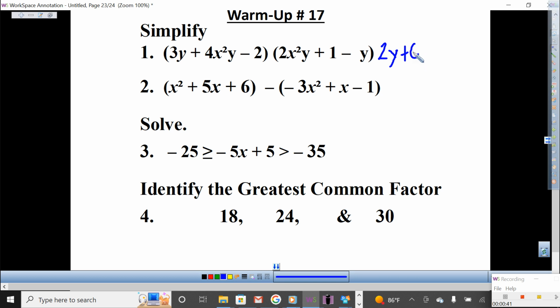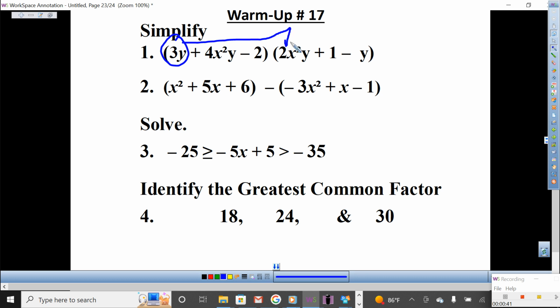2y plus 6x squared, y minus 1. Okay. Close. If we notice now we are in multiplication, yes? So I'm going to use distributive property just so that I can save space here. Here we go.